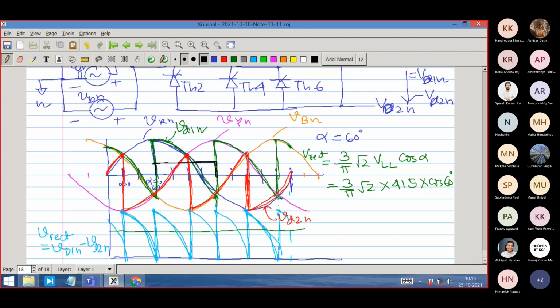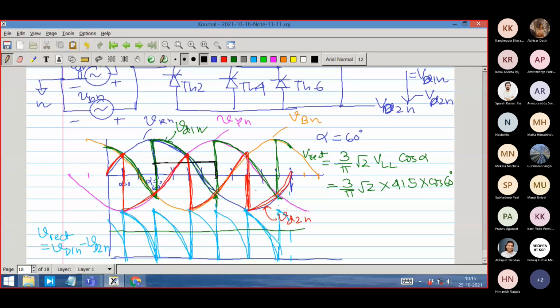1, 2, 3, 4. Then it has a gap. And the negative current, when is it conducting? When is the negative current conducting? So negative current is conducting from here, right? This red one. So negative current is conducting here.